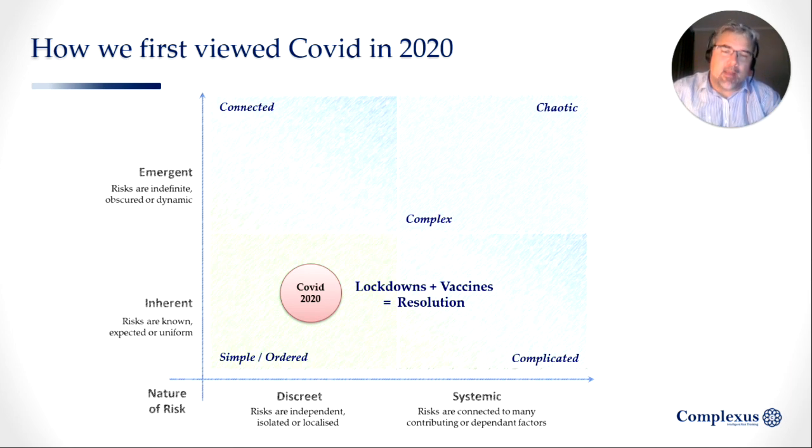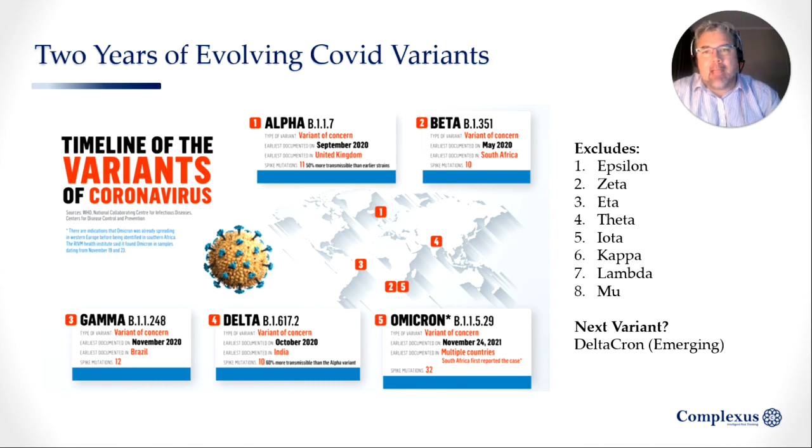The problem with that appeared to then unfold over the next 2 years. And it came in the form of 2 years of evolving COVID variants. We had five major variants: Alpha, Beta, Gamma, Delta, and more recently Omicron. And that just excludes all the minor variants that came and went that didn't materialize into anything. And that could include Epsilon, Zeta, Eta, Theta, Iota, Kappa, Lambda, Mu, and the list can go on. There's even a new variant coming along called Deltacron.